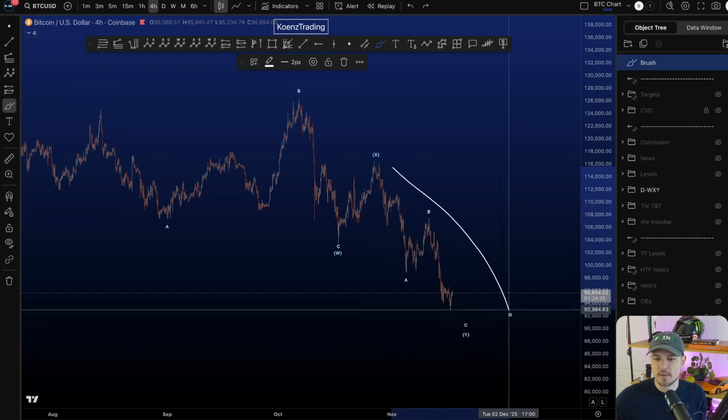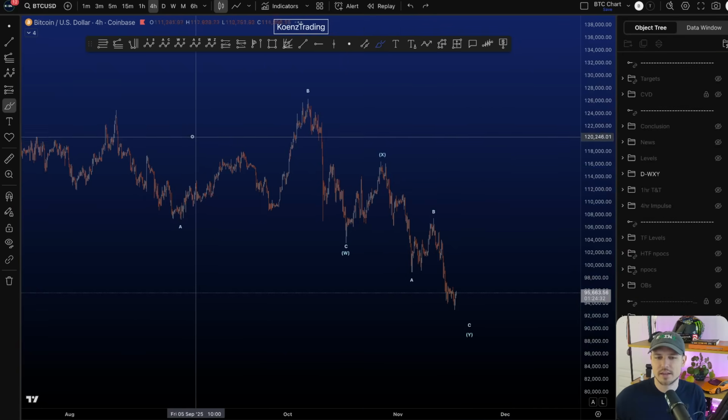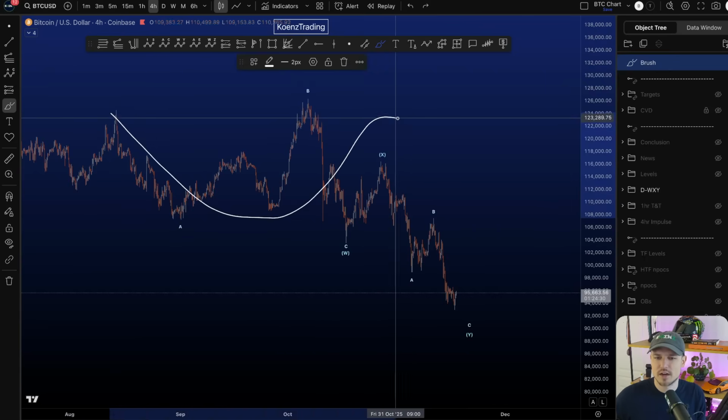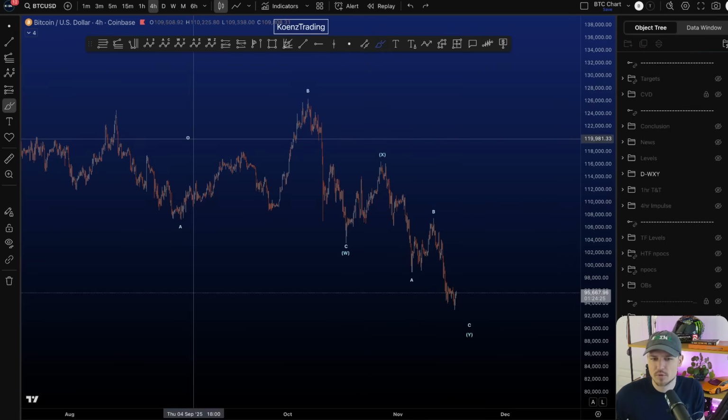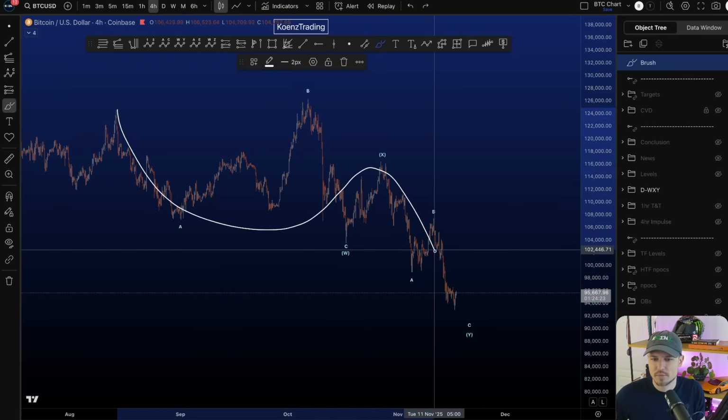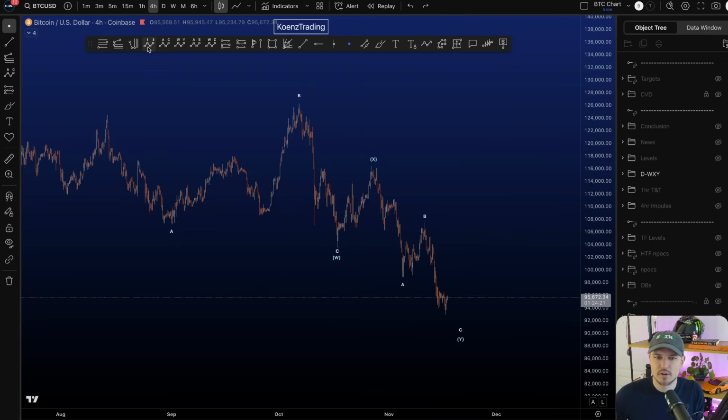But then you see that your wave Y here does move to the downside, and it's not your typical very sideways WXY. It's not very sharp either. Like sure, we have a bit of a move down here, right? We have a bit of a structure down, but it's not too far just yet.